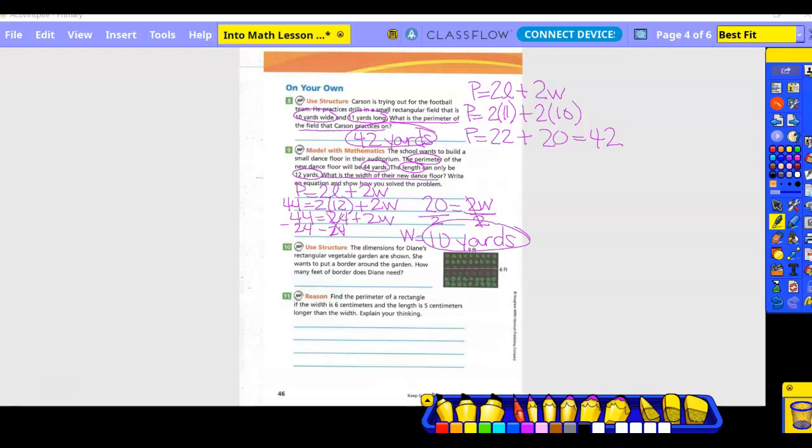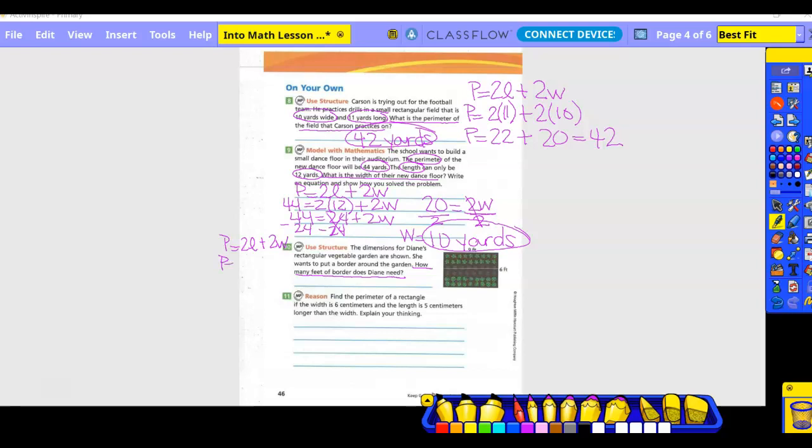Number 10, use structure. The dimensions of Diane's rectangular vegetable garden are shown. She wants to put a border around the garden. How many feet of border does Diane need? So we're looking for how many feet of border Diane needs. Okay, so what's my formula? What's the formula we put on every problem today? P equals 2L. What's the rest of it? Plus 2W.